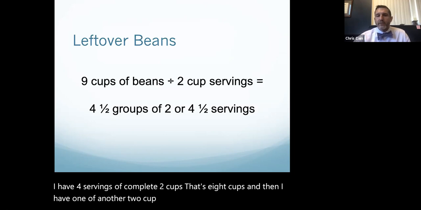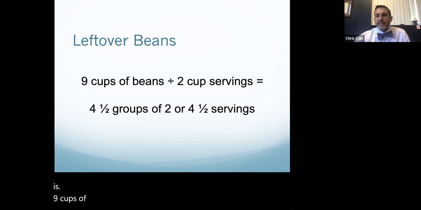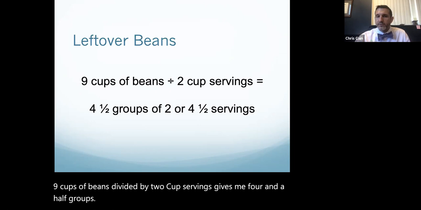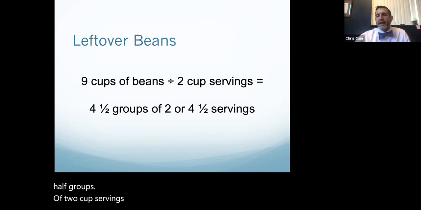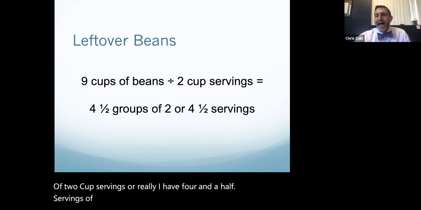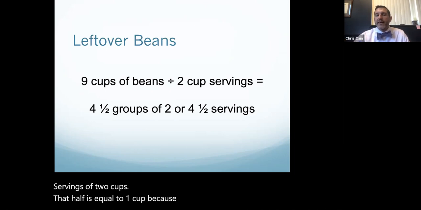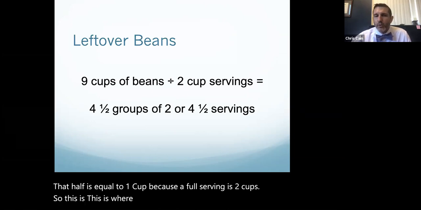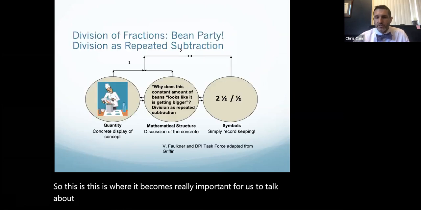So my answer there really is 9 cups of beans divided by 2-cup servings gives me 4.5 groups of 2-cup servings, or really I have 4.5 servings of 2 cups. That half is equal to 1 cup because a full serving is 2 cups. So this is where it becomes really important for us to talk about our units and to use units.